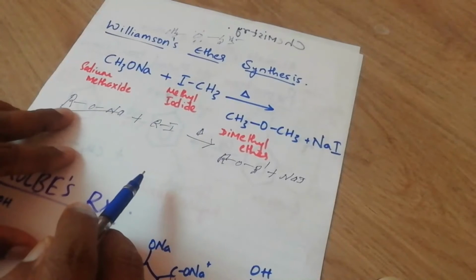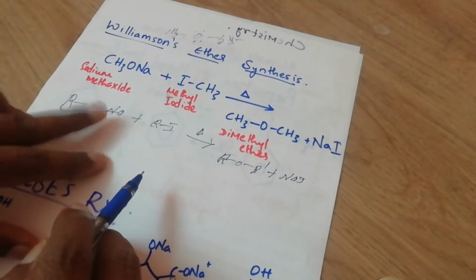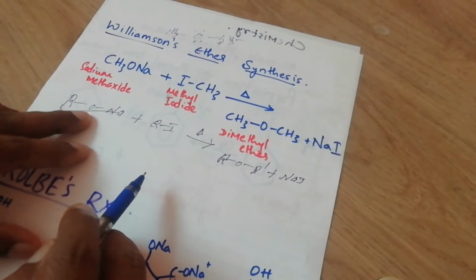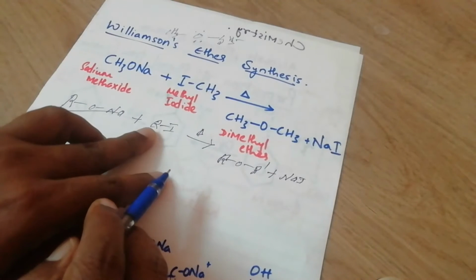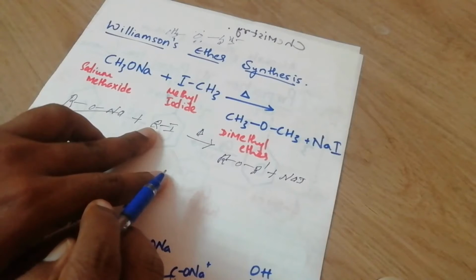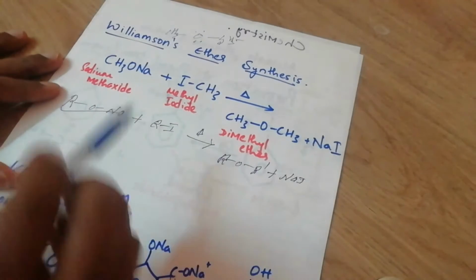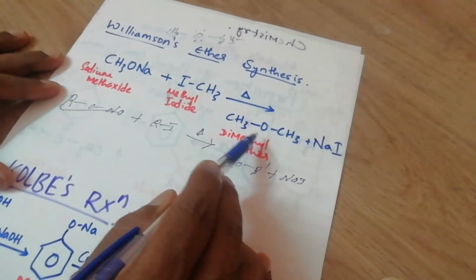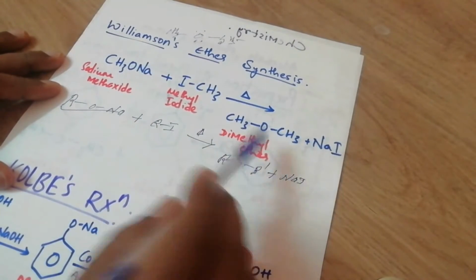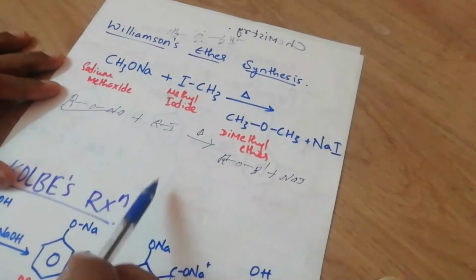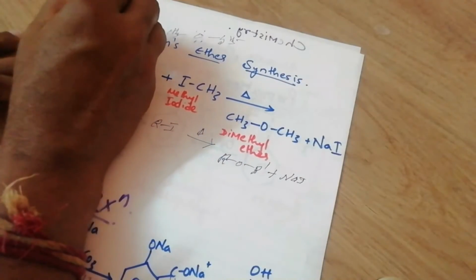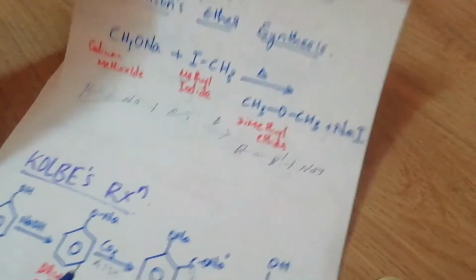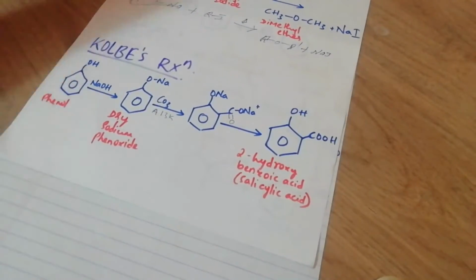You are using sodium alkoxide, whether it is sodium methoxide or sodium tertiary butoxide, with any alkyl halide. According to Williamson ether synthesis, sodium methoxide is treated with methyl iodide by heating to give dimethyl ether. This is dimethyl ether. This is called Williamson ether synthesis. Very important, 2 marks.